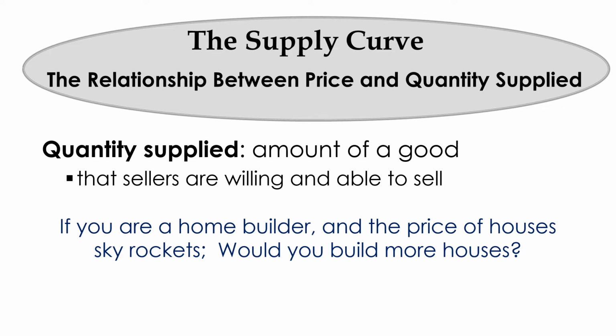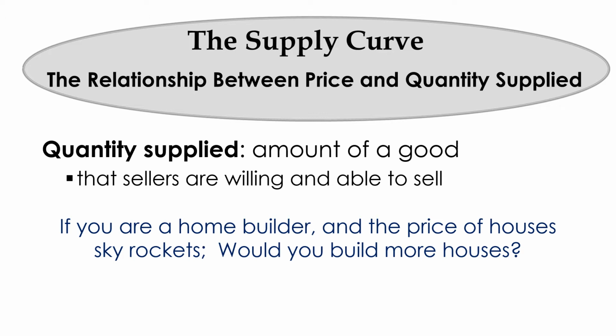So in studying the supply curve, we are still dealing with price and the quantity supplied. The quantity supplied is the amount of a good that sellers are willing and able to sell. So let's imagine, I want you to let this one example sort of burn in your mind. Imagine that you are a home builder and the price of houses skyrockets.